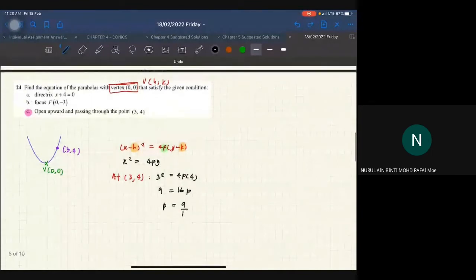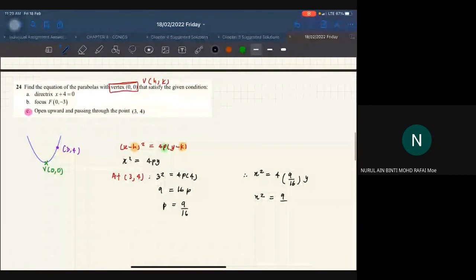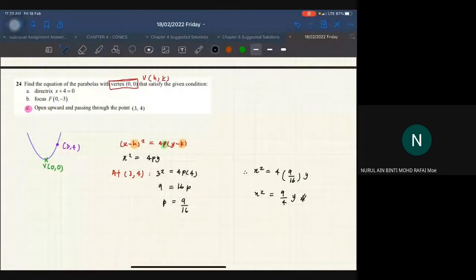Okay, so sekarang macam mana nak dapatkan equation? Just substitute this into this one back. Okay, so my equation will be x squared is equal to 4 times p. P is 9/16 and then y. Okay, So saya akan dapat x square equal to 9 over 4y. This is my equation of parabola. Okay, boleh faham ke Valerie?